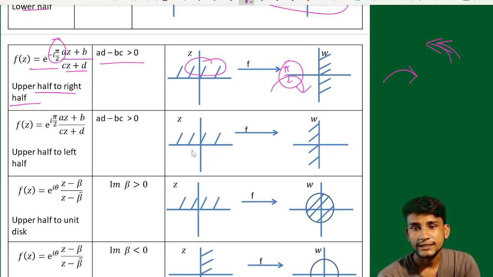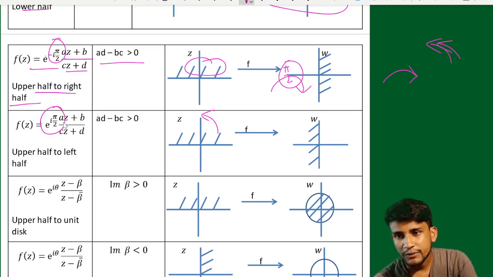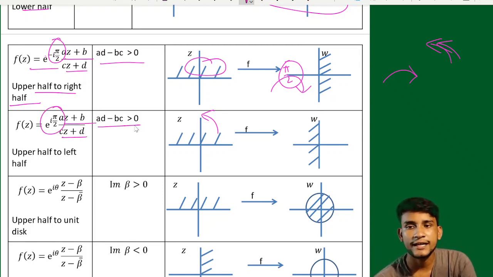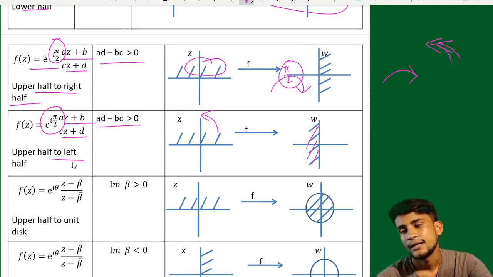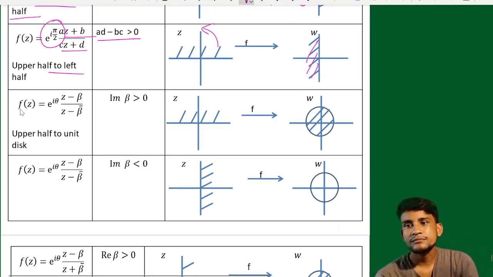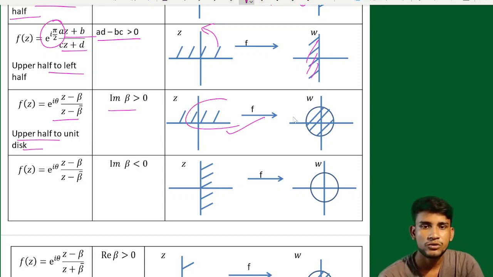Now see this one. Since the angle is measured anti-clockwise, there is exponential pi by 2 into az plus b by cz plus d, and ad minus bc greater than 0. The region is this one, upper half to left half plane. The next one is f(z) equal to exponential i theta into (z minus beta) by (z minus beta bar), imaginary part of beta greater than 0, then this goes from upper half to unit disk. So this is the image, upper half to unit disk.